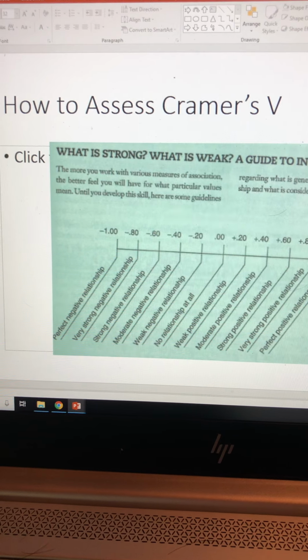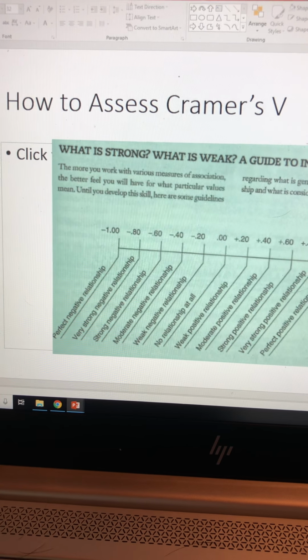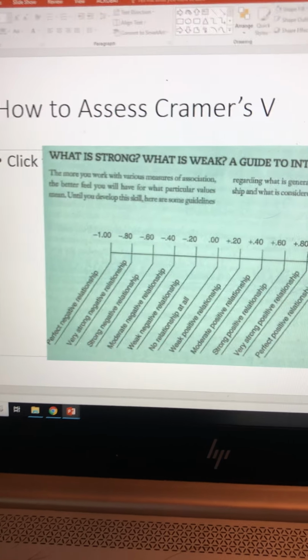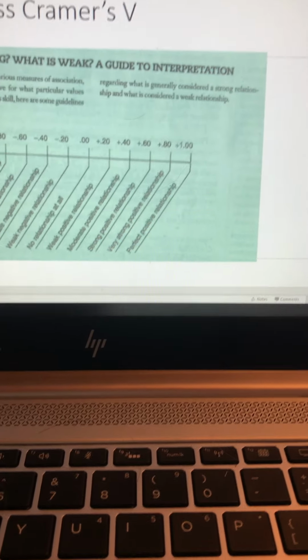Where you'll see this on a test is you'll calculate a chi-squared value for 2 different things, and then calculate the Cramer's V for the 2 and compare them. So you'll be able to say one's a stronger relationship than the other.